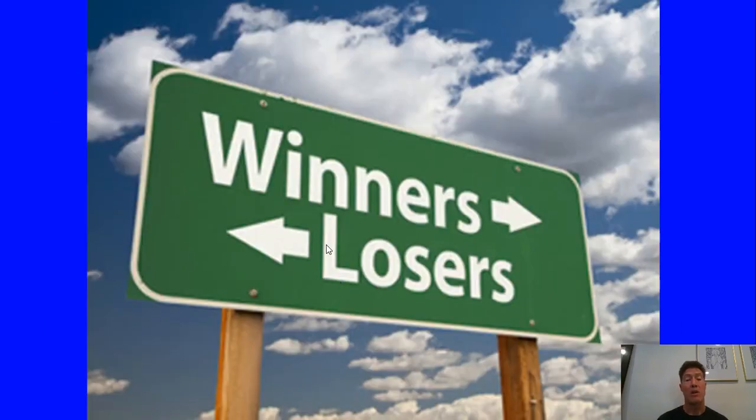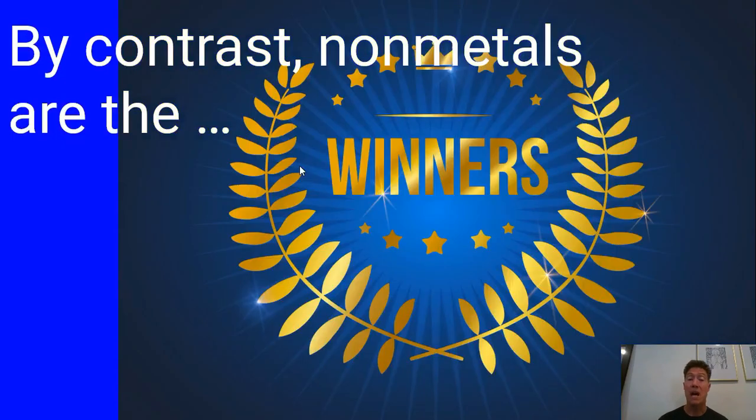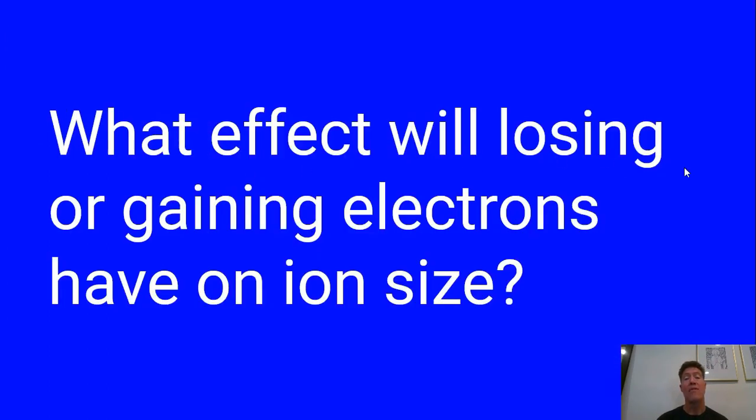I like to call the metals losers and the non-metals winners. Metals are losers. They like to lose electrons. Yes, it does take a certain amount of energy to extract them, but a lot less than the non-metals. By contrast, the non-metals are the winners. They love to grab and hold on to electrons. So they're the takers, metals are the givers. What effect will losing or gaining electrons have on ion size?